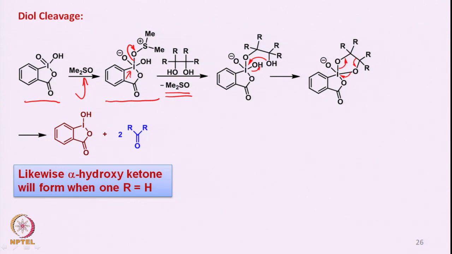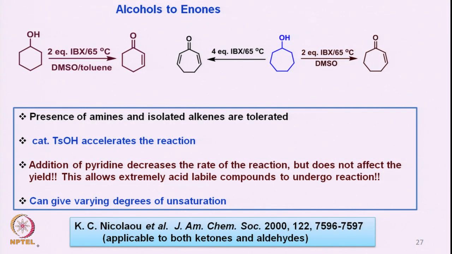where now DMSO itself can act as a leaving group, and one of the hydroxy groups of the diol reacts with it and replaces the DMSO and forms this, and then the other hydroxy group reacts, and then you form an intermediate of this kind because one of the hydroxy groups will be gone as water here, and then of course oxidation by C-C bond cleavage occurs to form this IBA. So this is the mechanistic aspect of the cleavage of the alpha hydroxy ketones, where one of the R groups is hydrogen.